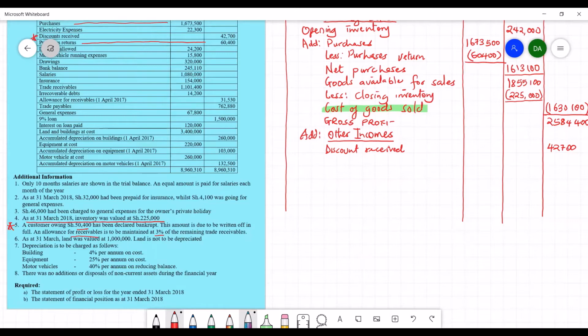Let us look at the trade receivables. The trade receivables here is equal to 1,101,400. So we check there in the trade receivables of 1,101,400. First, we subtract the bad debts, which is to be written off, which is 50,400.